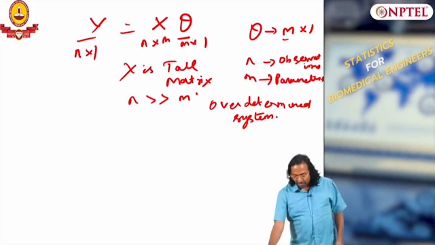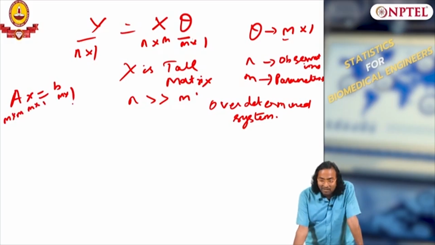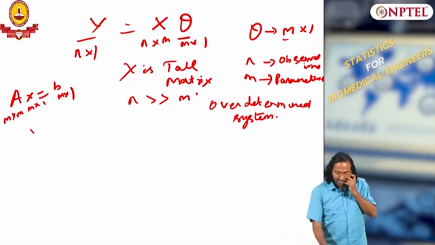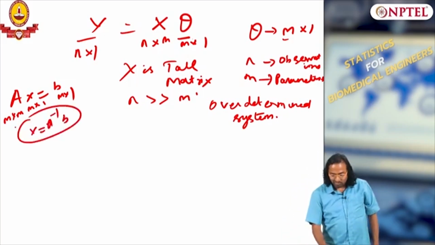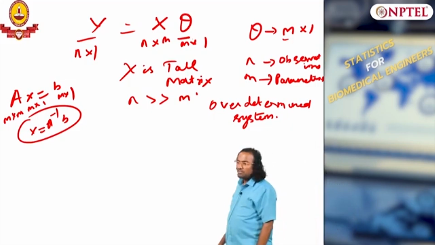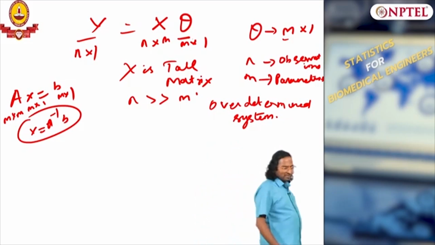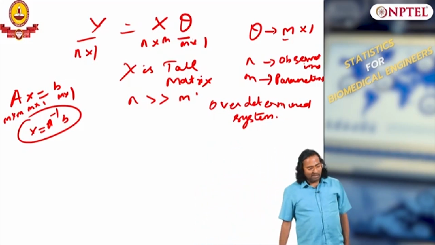So the solution, if everything was unique, if it was an m cross m, an m cross 1 and an m cross 1, what would the solution have been? If the inverse exists, x equals A inverse b, that is the solution, right. This would have been a straightforward case, but unfortunately that is not the case at all.